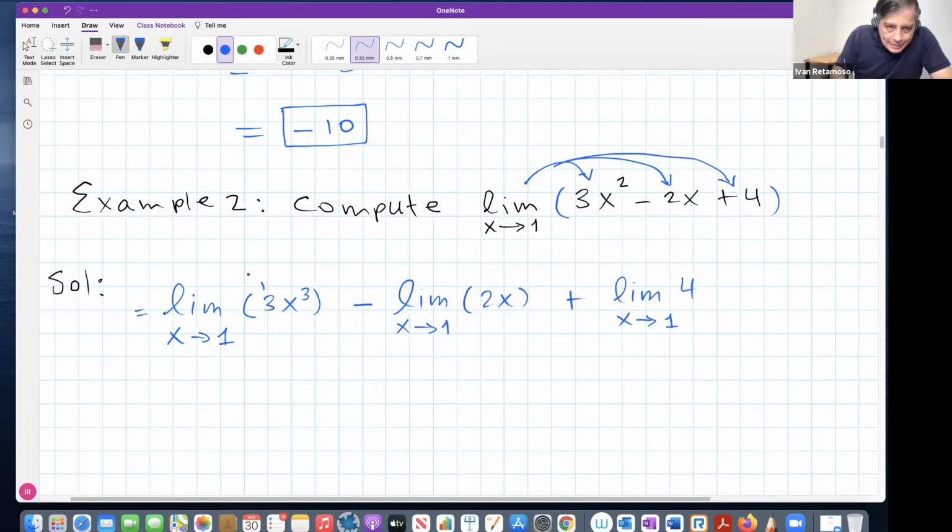Next, I notice that there's a constant number 3 here multiplying this function, x squared. So there is a constant multiple law that says that I can take this constant outside of the limit, and focus on this.